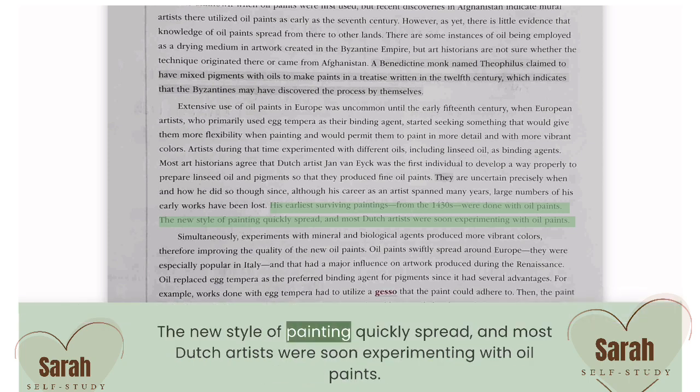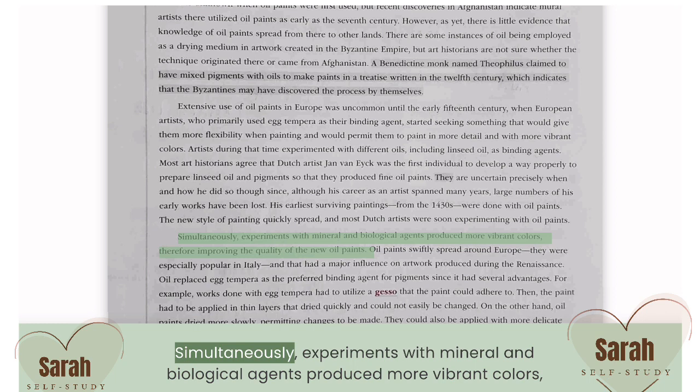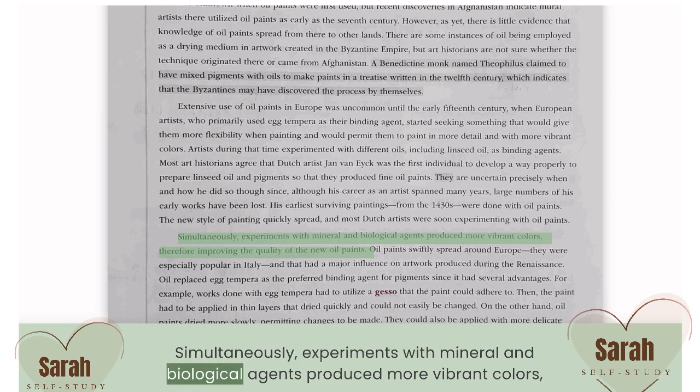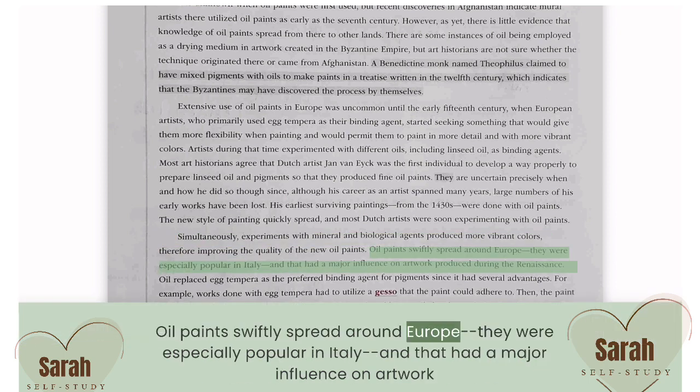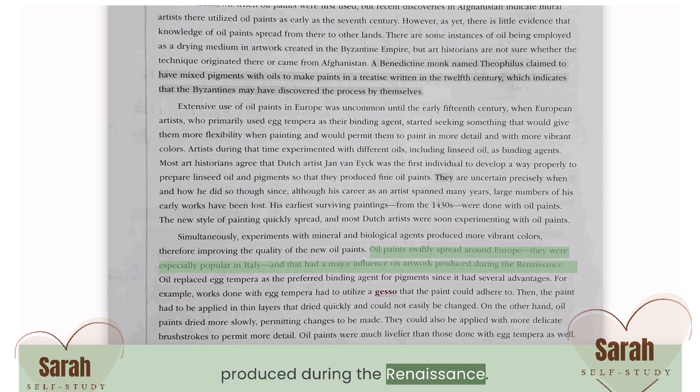The new style of painting quickly spread, and most Dutch artists were soon experimenting with oil paints. Simultaneously, experiments with mineral and biological agents produced more vibrant colors, therefore improving the quality of the new oil paints. Oil paints swiftly spread around Europe. They were especially popular in Italy, and that had a major influence on artwork produced during the Renaissance.